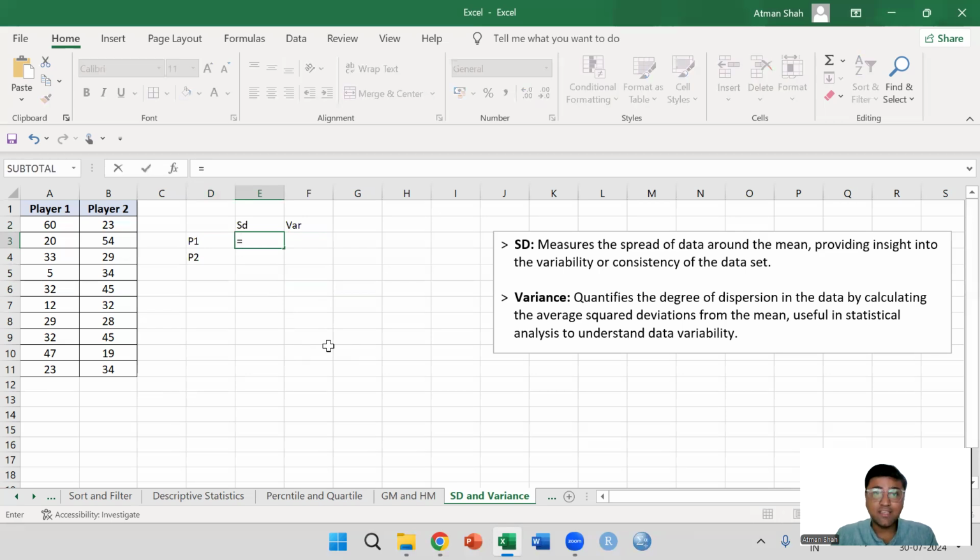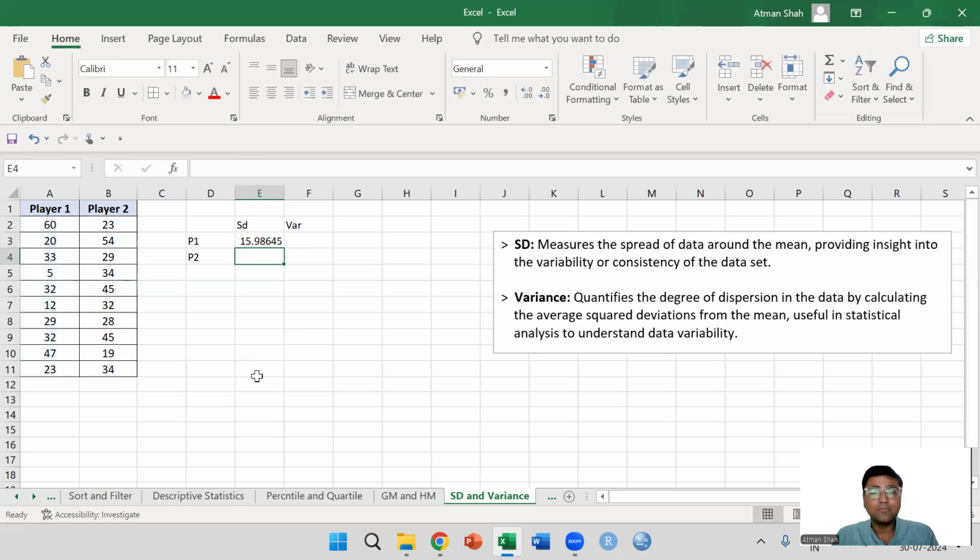The formula is equal to STDEV. The function is STDEV in bracket. Select the range. So it is A2 to A11. Close the bracket. Enter. So standard deviation of player 1 is 15.98.